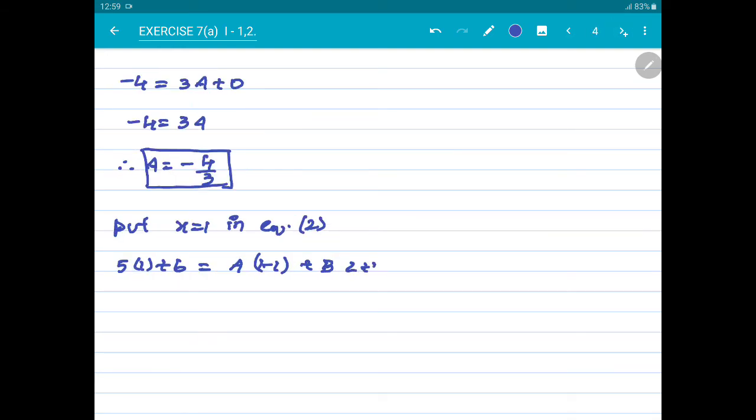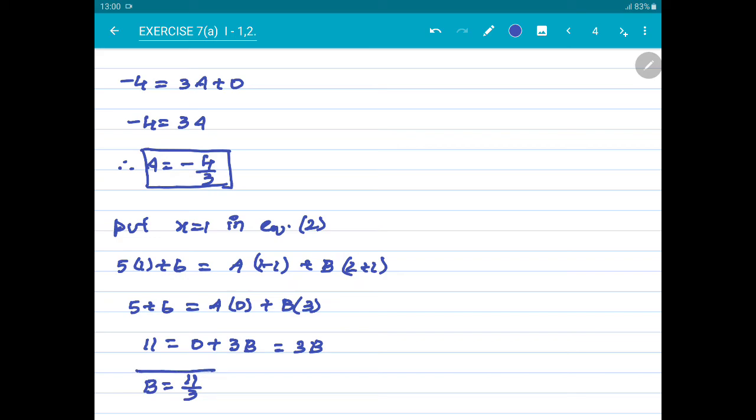Here it is 5 + 6 on the left, a times 0, b times 3. So on the left we have 11, and on the right it is 0 + 3b. That is equal to 3b. So the value of b is 11/3.